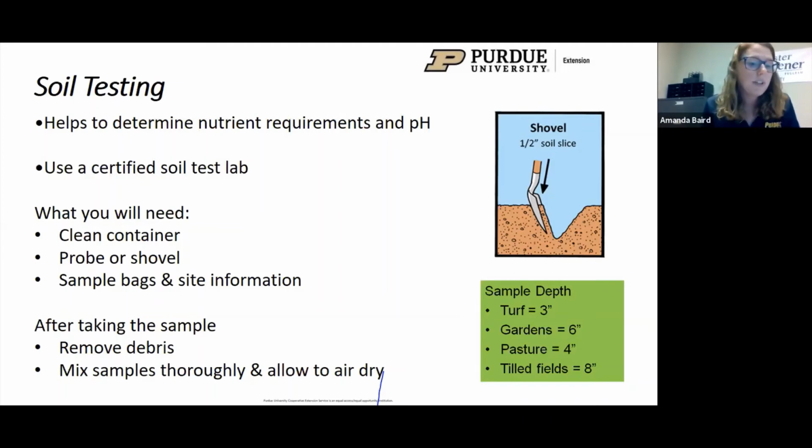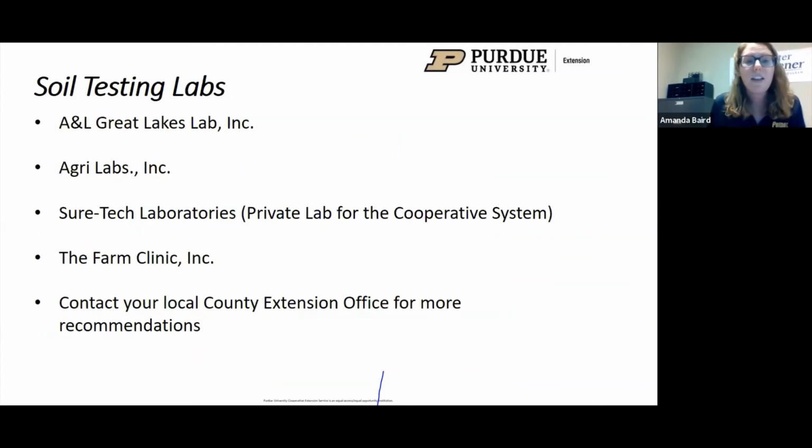Now these soil samples will tell you the organic matter you have, they'll also tell you nutrients such as phosphorus and potassium, and they'll also tell you the soil pH. So all of these things we're talking about here, you'll have and you'll know. This is a list of the soil testing labs that we have throughout the state. And you can also contact your local extension office just in case there are other recommendations for your county.